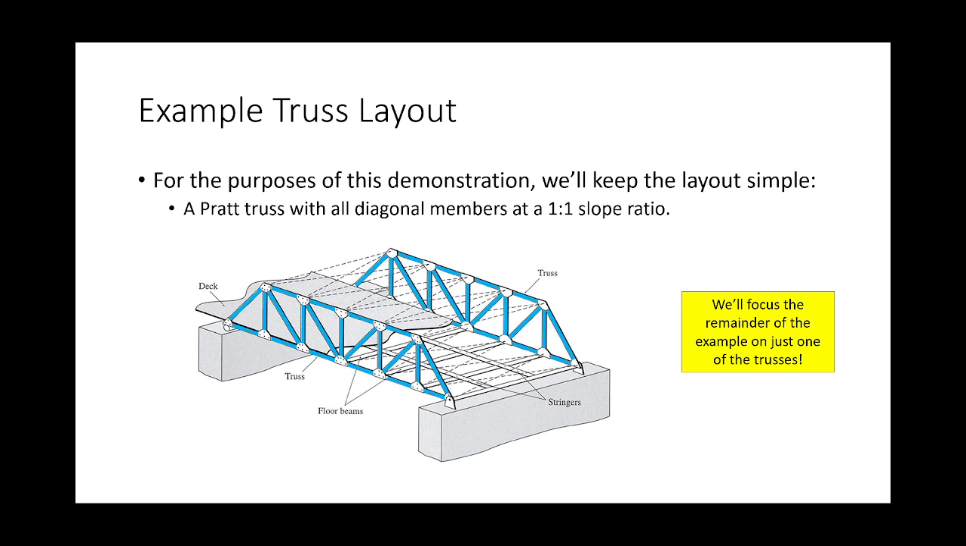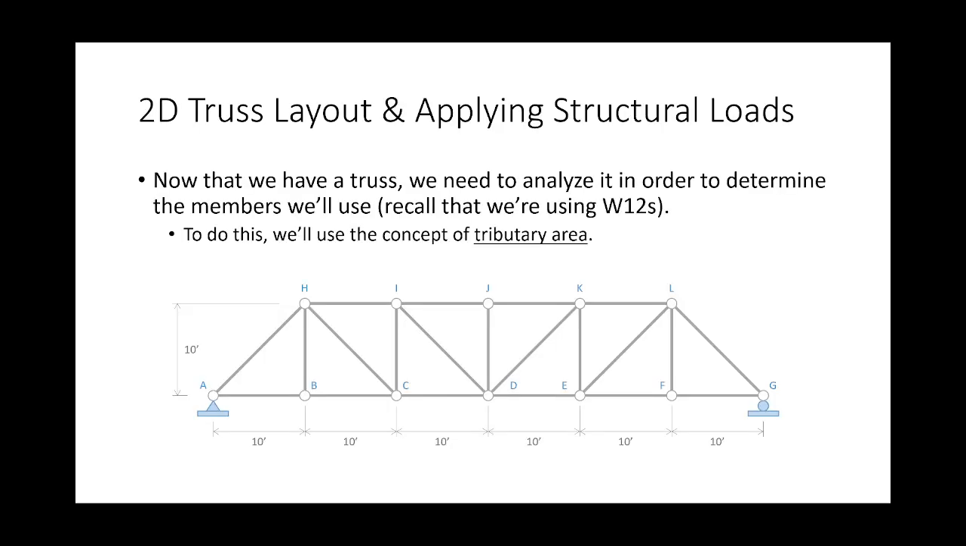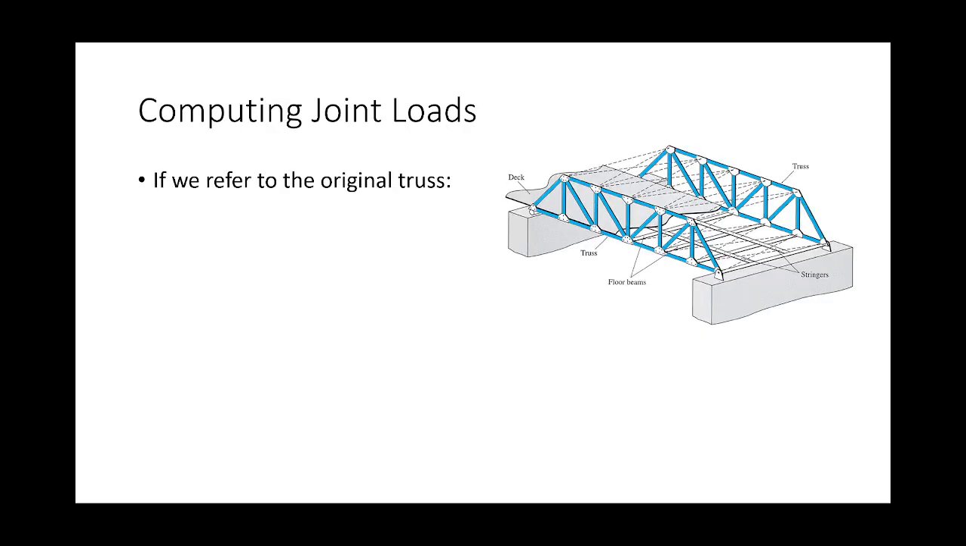And from here on out, the bridge itself is going to have 2 trusses. We're just going to focus on one of them, okay? So we're going to focus on this truss. So this is my layout. Now, what we got to do is analyze this truss, which means we got to determine loads on this truss. In order to determine loads on this truss, we're going to use the concept of a tributary area.